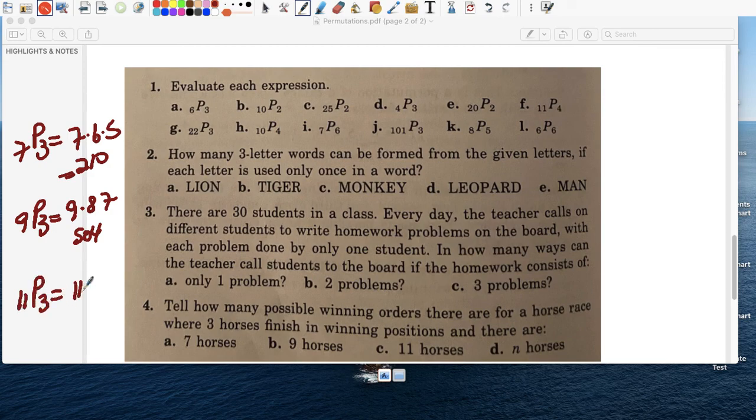11 times 10 times 9 gives 990. And finally, when there are n horses, it's going to be n times n minus 1, right? There's always 1 less, times n minus 2. Well, that's it.